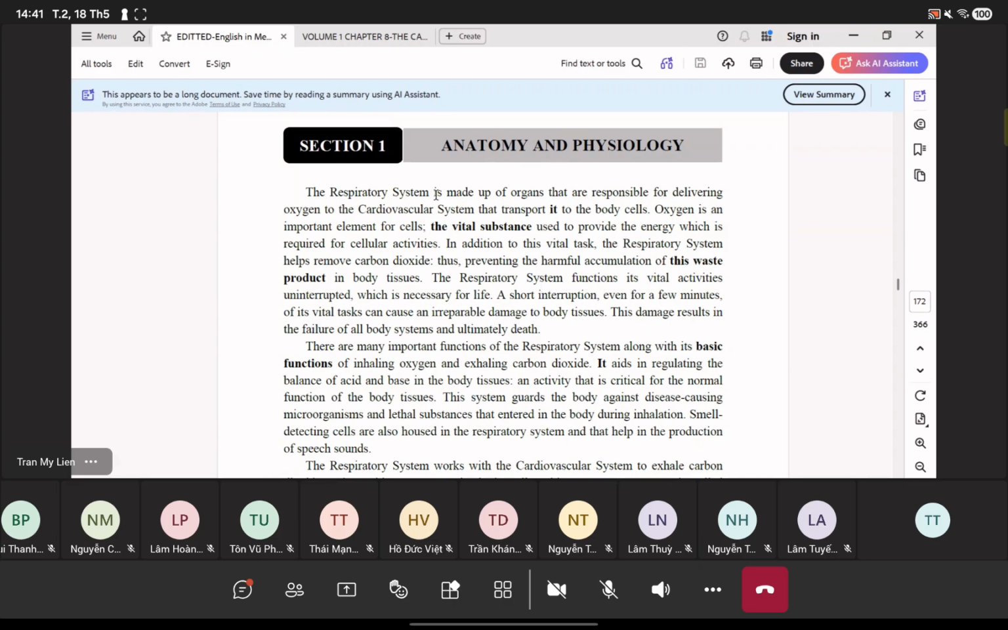Okay, a few minutes to read the passage again and highlight the key ideas or the main ideas of the whole text.